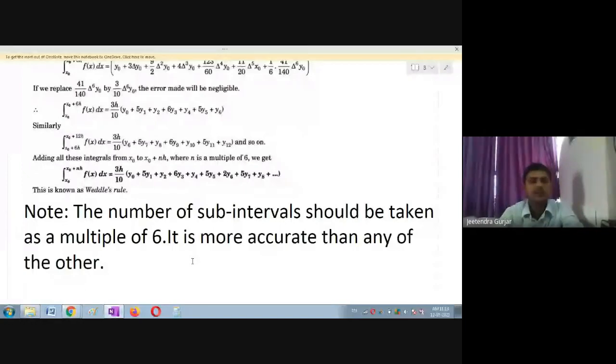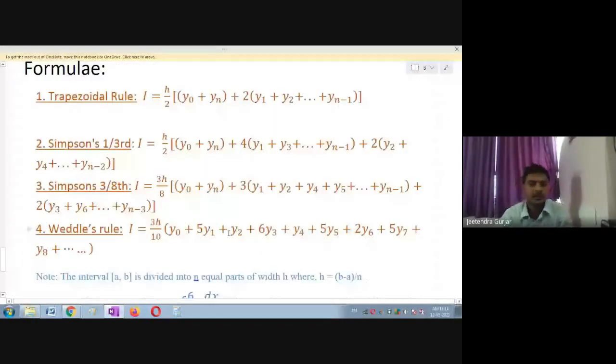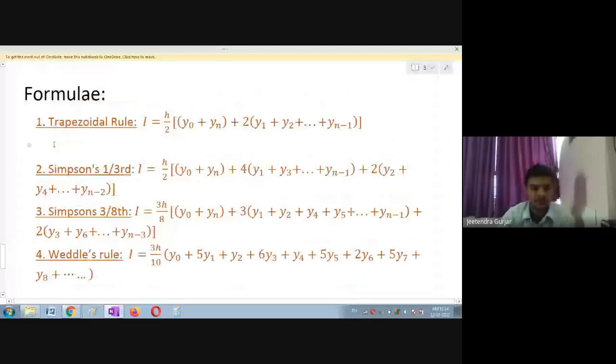Okay, so please remember these 4 formulas. This is important for our study, and by using these rules and formulas we are going to solve the problems. So you can note down the trapezoidal rule. I is nothing but any integration of a function, right? Integration from x naught to x naught plus nh of f of x dx. Okay, so I is equal to h/2 [y naught plus yn plus 2 times (y1 plus y2 plus ... yn minus 1)].